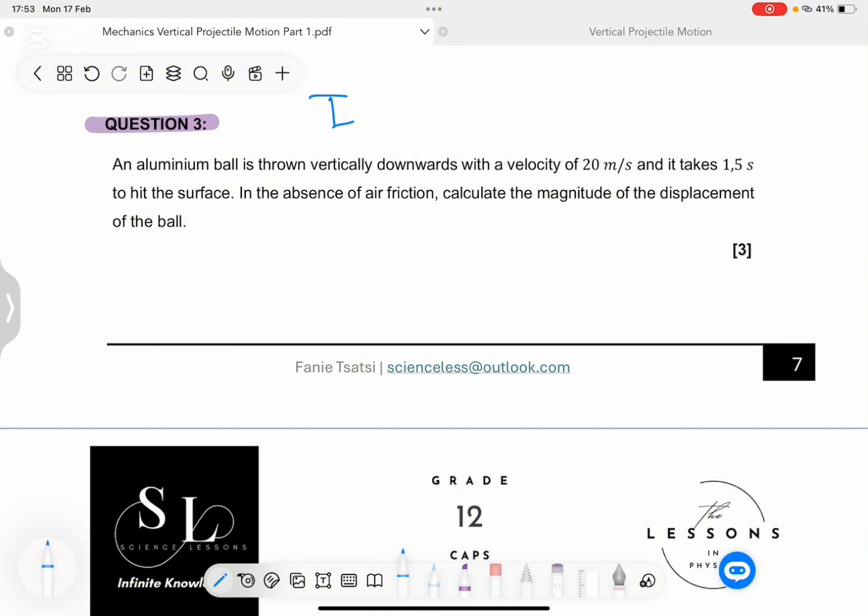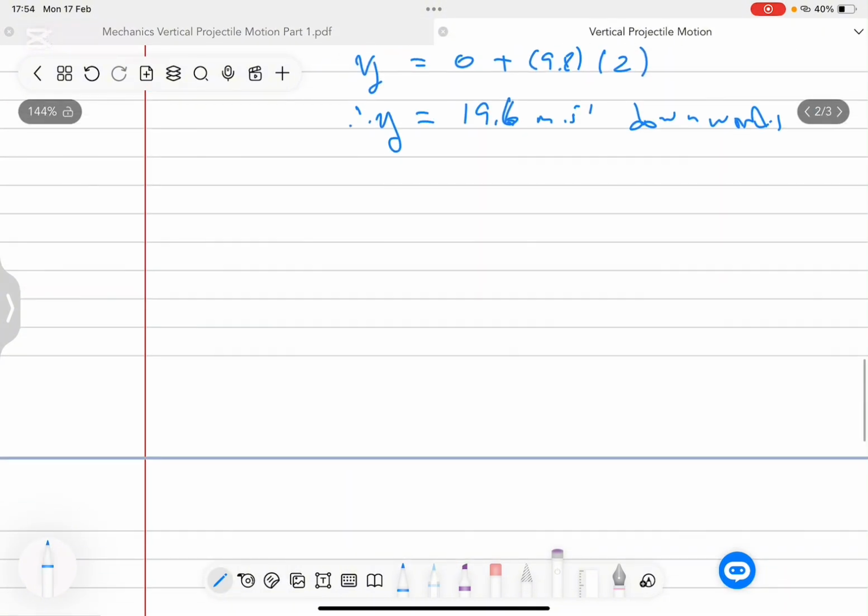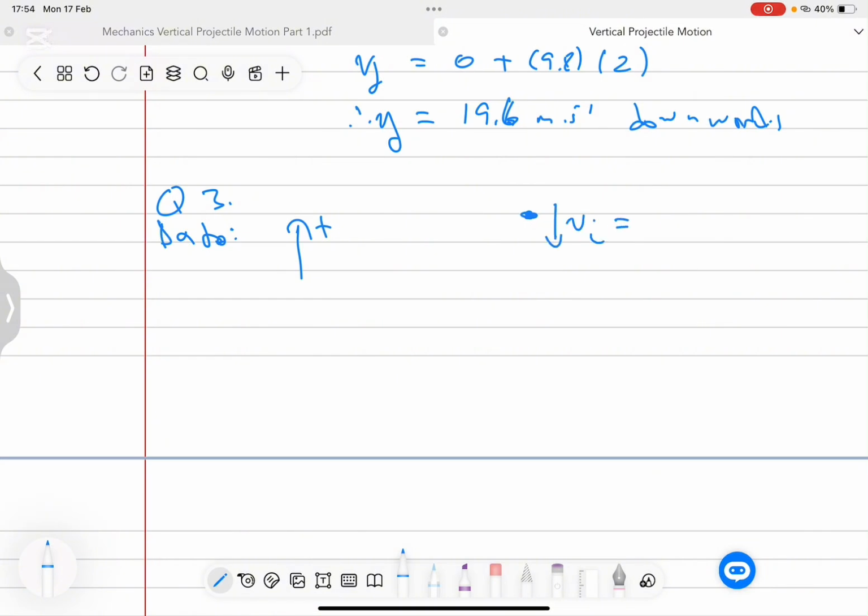So as part of interpretation, I'm going to read this problem. It says that an aluminium ball is thrown vertically downwards at a velocity of 20 meters per second, and it takes 1.5 seconds to hit the surface. Now what we do here is the same as what we did previously. Here I'll choose upwards as positive, just to mix things up. Remember, direction depends on how you choose it. But if you look at this situation, we have a ball that is thrown, so it is given an initial velocity of 20 meters per second.